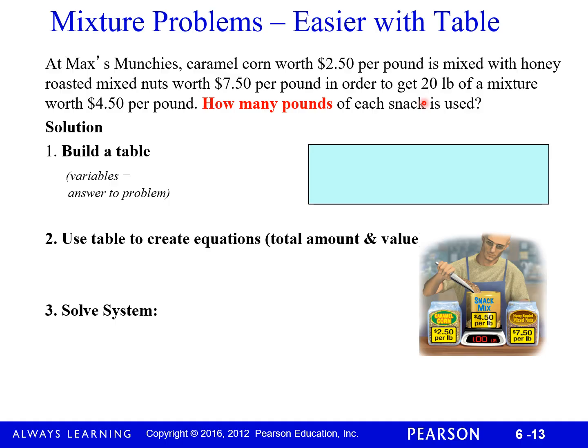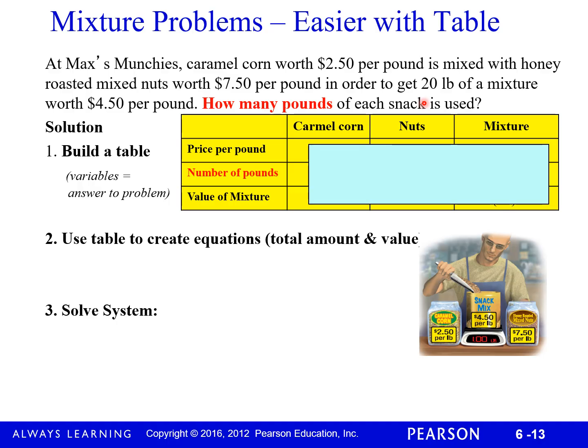So building a table makes this much easier. So we have caramel corn, we have nuts, and we have a mixture. And we want to know the cost per pound of caramel corn, the nuts, and the mixture, the number of pounds of each that we need to use, and then we can figure out the value of the mixture.